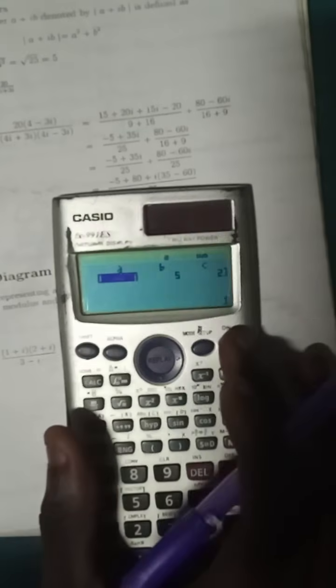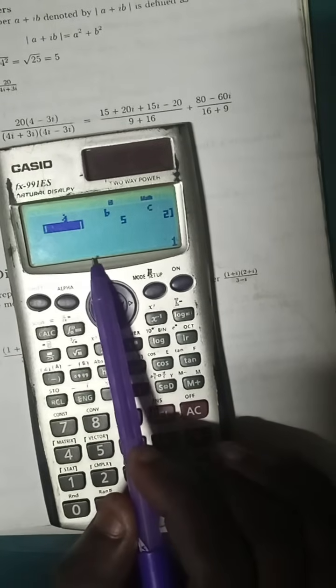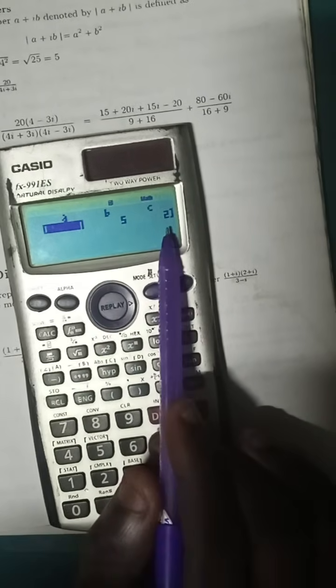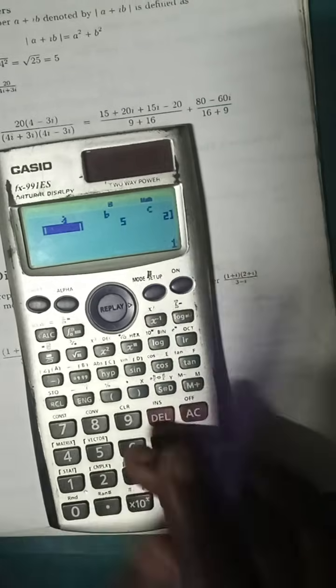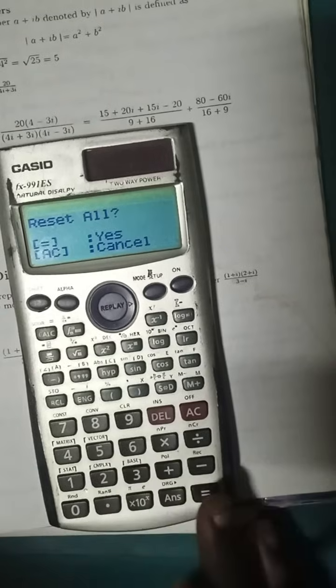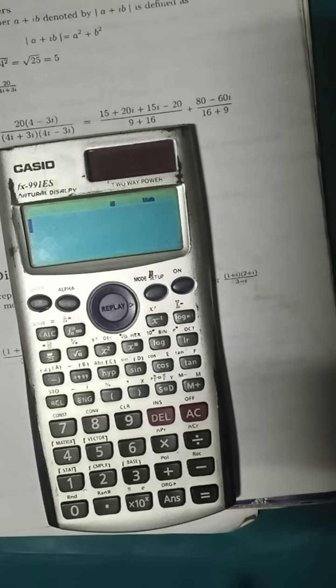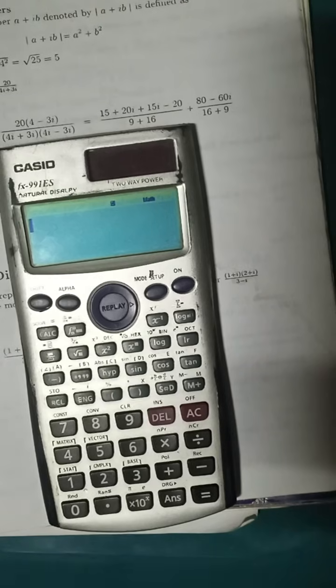Let's do complex number and see how we can use our calculator to solve questions on that. For complex number, you can see that your calculator is still on quadratic. So what do you have to do? You have to clear it from quadratic. How do you clear that? Shift 9, 3, equals. Can you see that now? So you have been able to clear your calculator successfully.